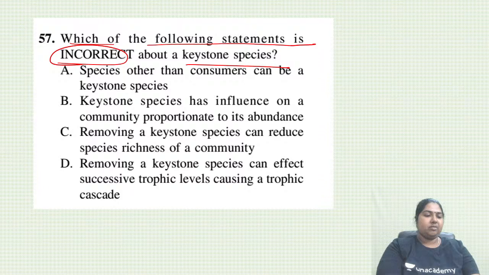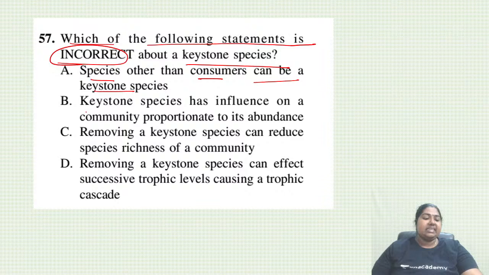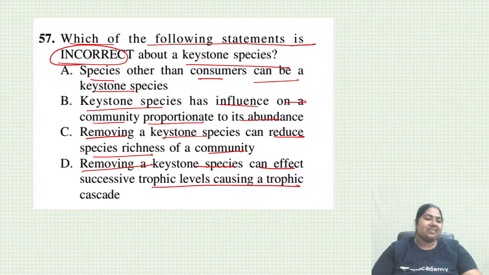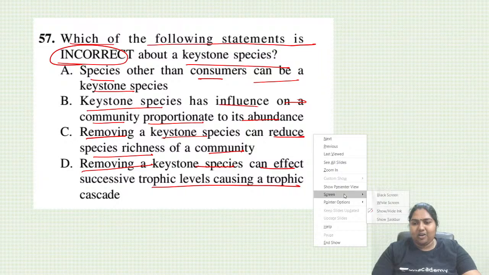Option A says that a species other than the consumer can become a keystone species. Option B states that keystone species have an influence on the community that is highly proportionate to their abundance. Option C: if you remove the keystone species, it can reduce the species richness of the community. Option D: if you remove the keystone species, it can affect the trophic levels, causing a cascade. Very good, all. Think and tell me.